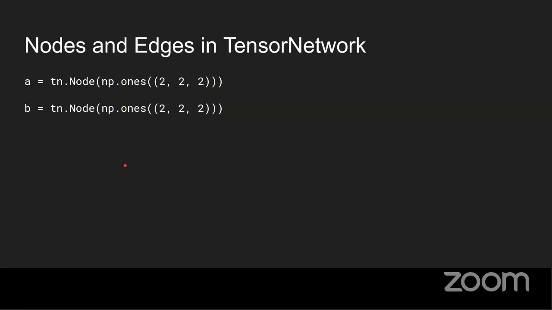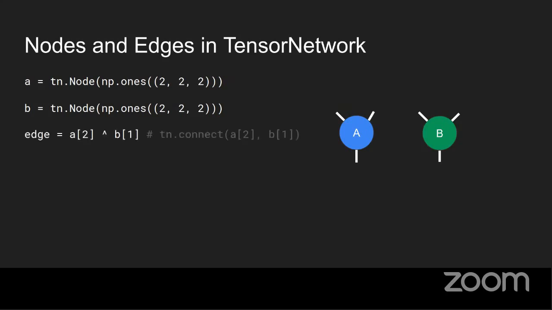After I run these 2 lines of code, A and B are going to represent nodes, and these node objects are going to automatically generate these dangling legs as such. Next, you can connect 2 dangling legs together. In this case, I have A with its second axis, and these have 0 index, so really it's its third axis, but yeah, A's second axis being connected with B's first axis.